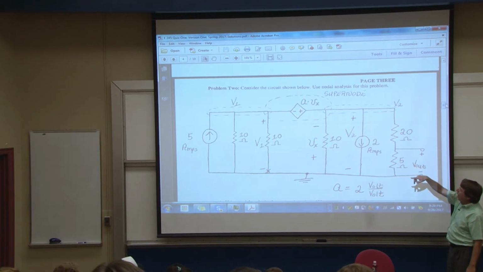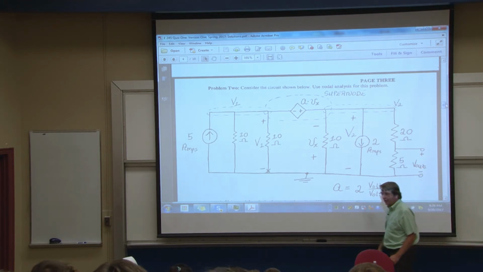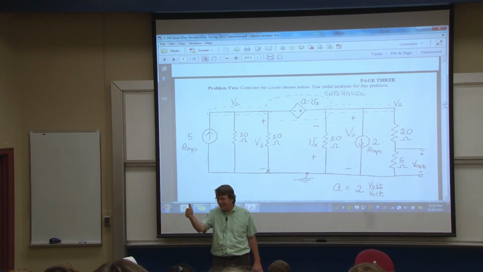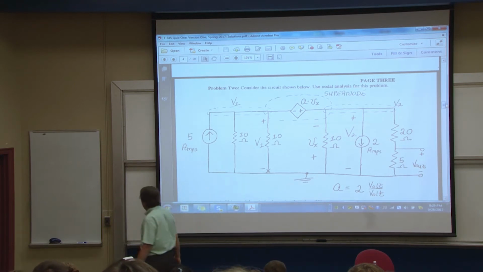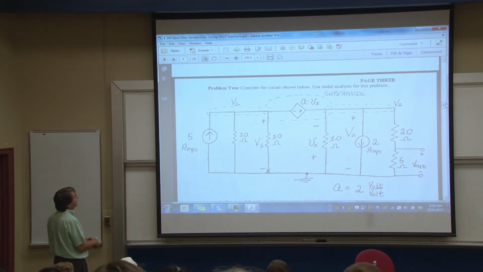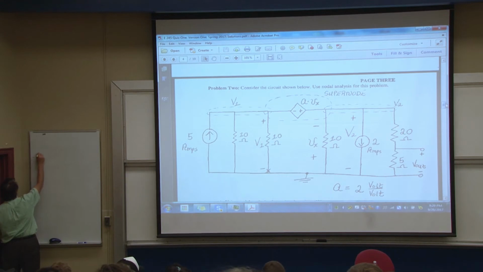So I'm thinking 1, 2, 3 nodes, 2 nodal equations. And then I need an equation for the diamond. Are we good? Good. All right. So let's begin. I put myself on the left side of the supernode. My colleagues, if I do something that doesn't make sense, please stop me.